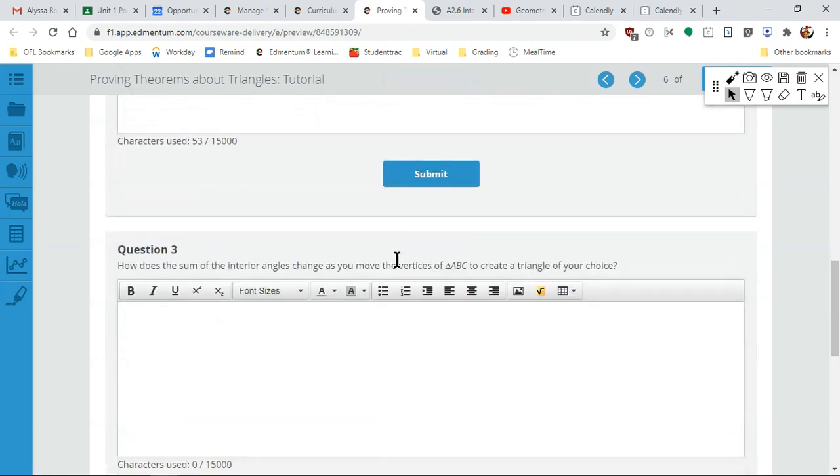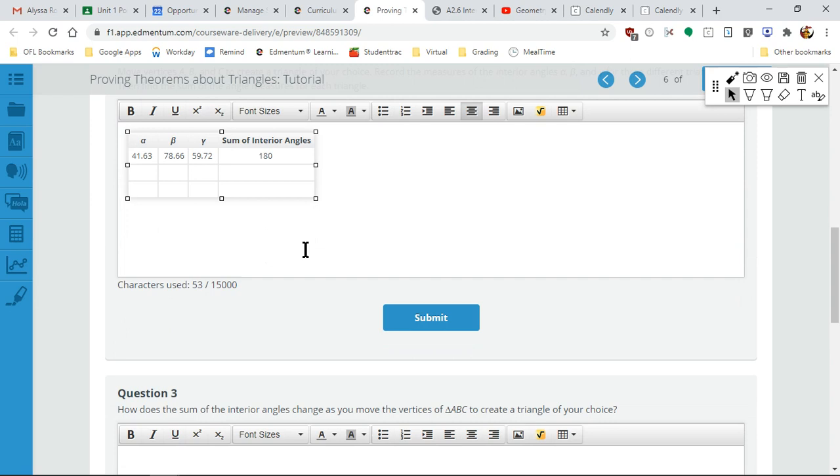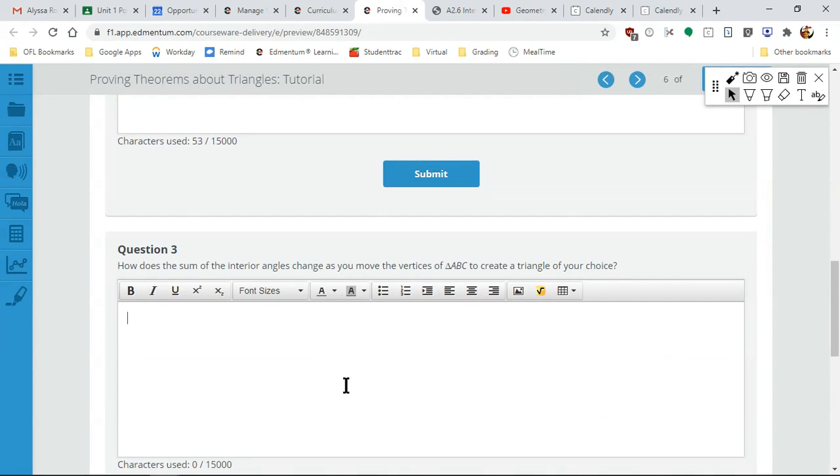Does the sum of interior angles change as you move? So it's talking about this part. It's talking about this. This should always be 180. We've already used this in some theorems before. So no, the sum of the interior angles is always 180 degrees.